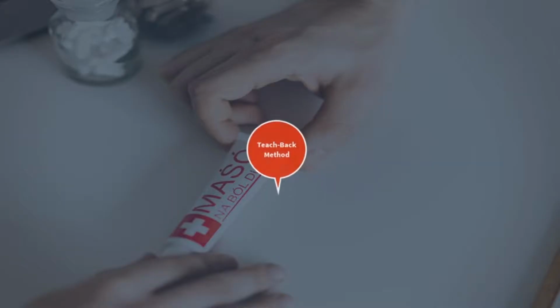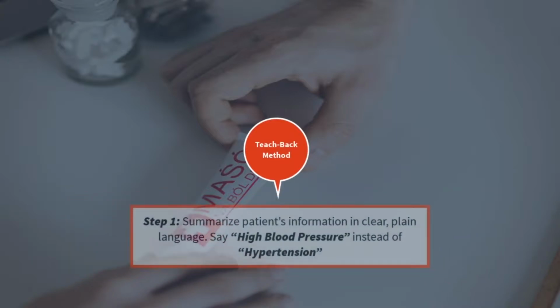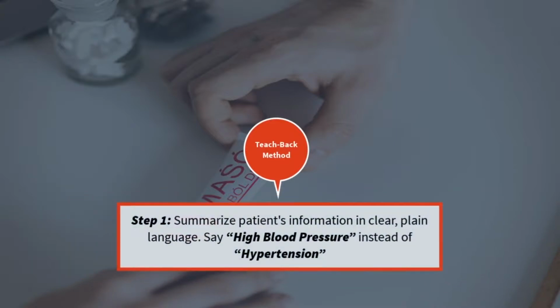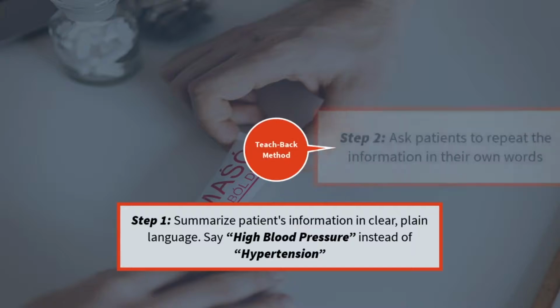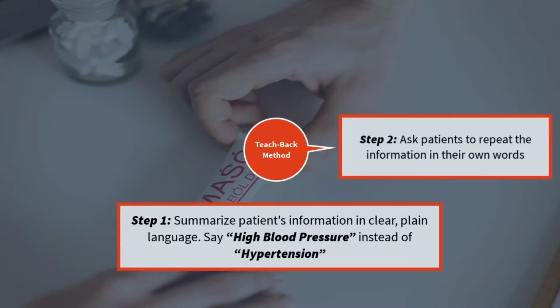Follow these steps when using the teach-back method with a patient. Step 1. Summarize patient's information in clear, plain language. Say, high blood pressure, instead of, hypertension. Step 2. Ask patients to repeat the information in their own words.